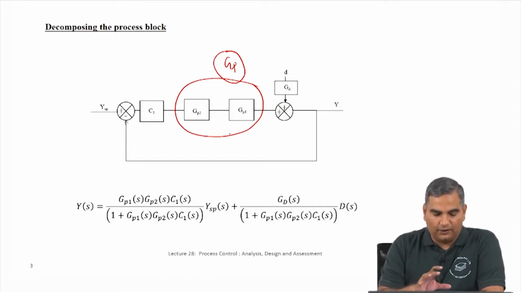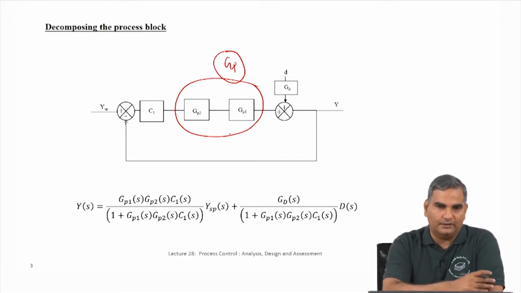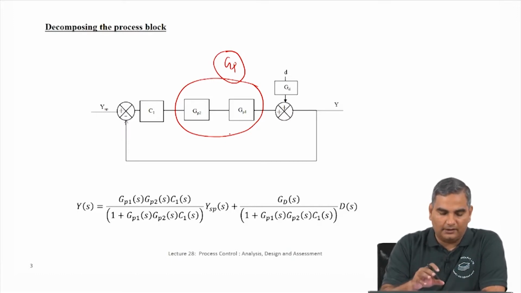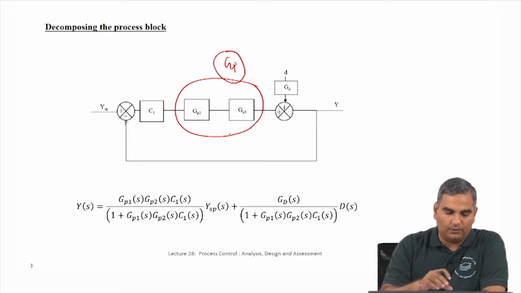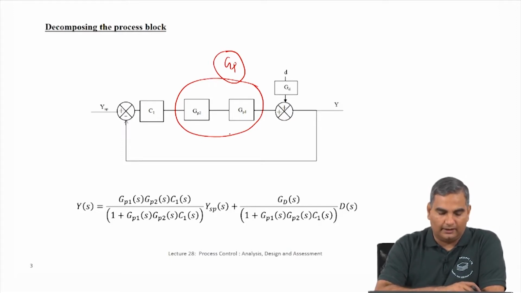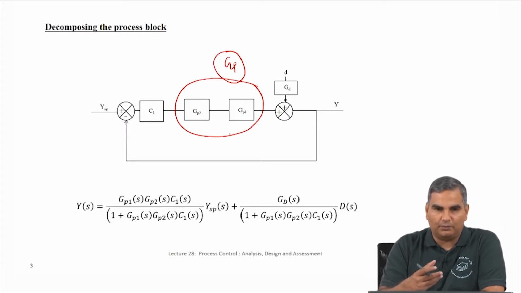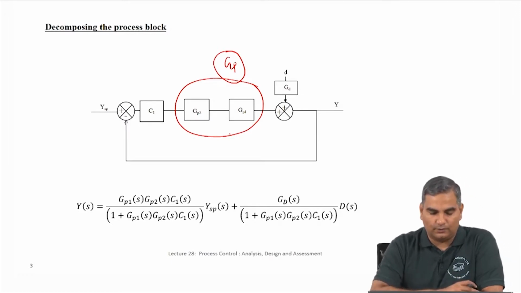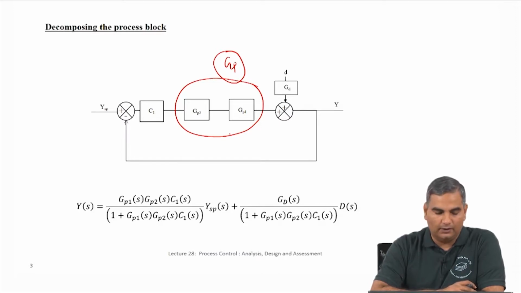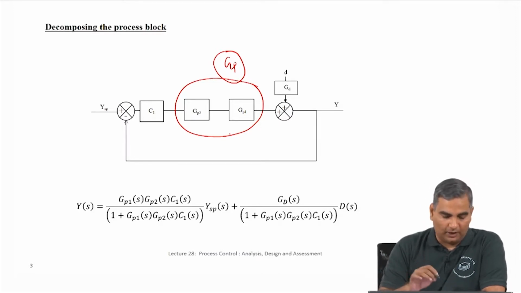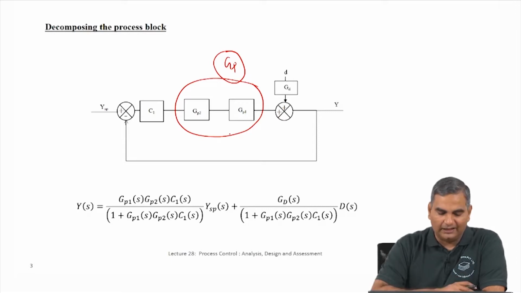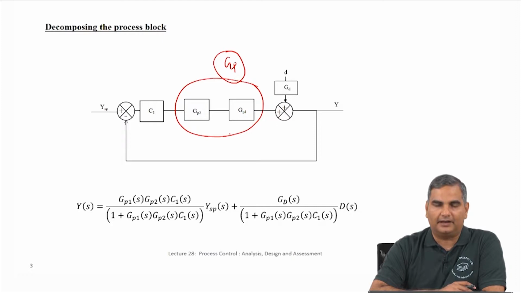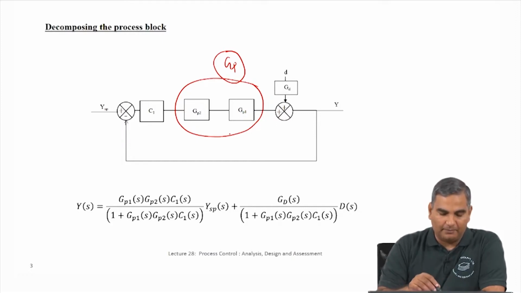For now, assume that there is some more information that allows me to break this GP into GP1 and GP2, and I can use that information to better the control. I am trying to see how I can add more structure to this closed loop, so that the control becomes better. What I have done here is nothing other than rewriting the closed loop transfer functions by simply replacing GP by GP1 times GP2. That is all I have done.